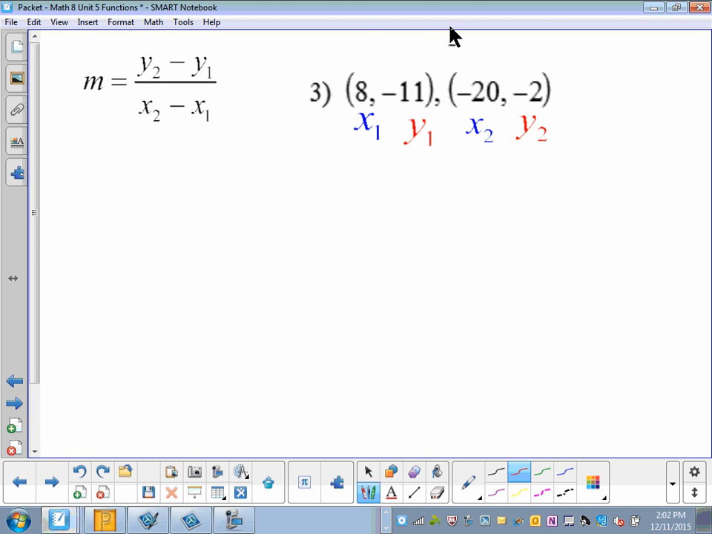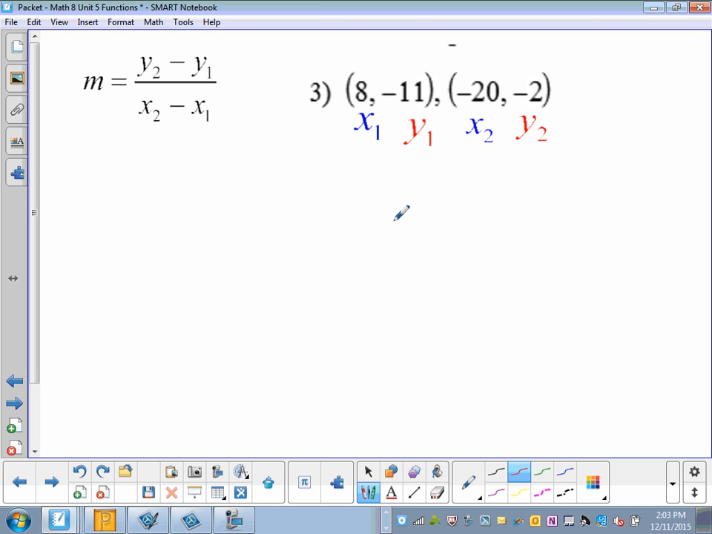Number 3, we have the points 8, negative 11, and negative 20, negative 2. We want to determine the slope of the line that runs between these 2 points. So we're going to label the first point x sub 1 and y sub 1, and we're going to call the second point the x value x sub 2 and the y value y sub 2. Now we're going to plug these numbers into our slope formula.